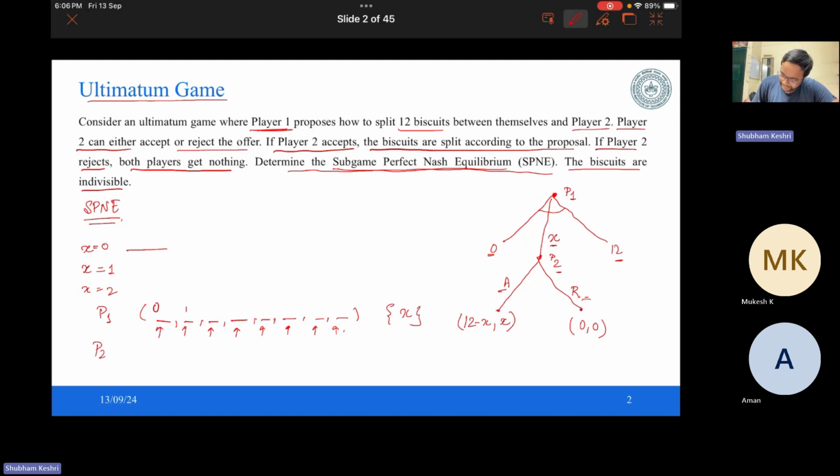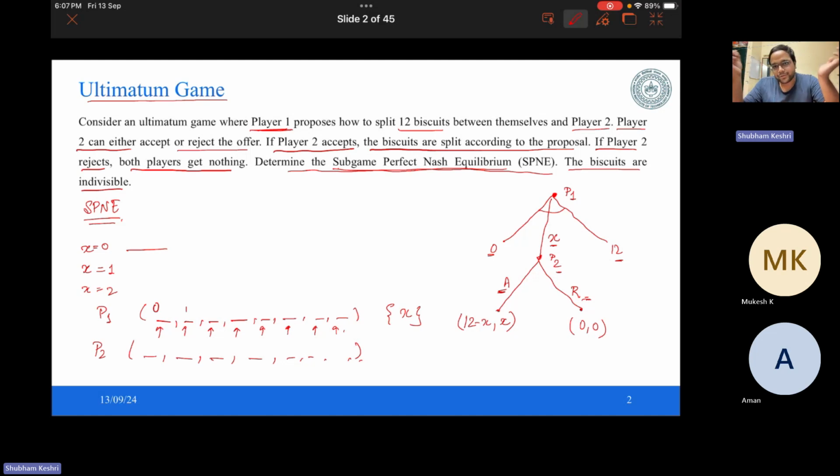For player 2, his actions can be either accept or reject, but the strategy of player 2 will be a combination of 12 actions, right? So for x equal to 0 till 6, accept all, and from 7 to 12, reject. There can be multiple other actions also.